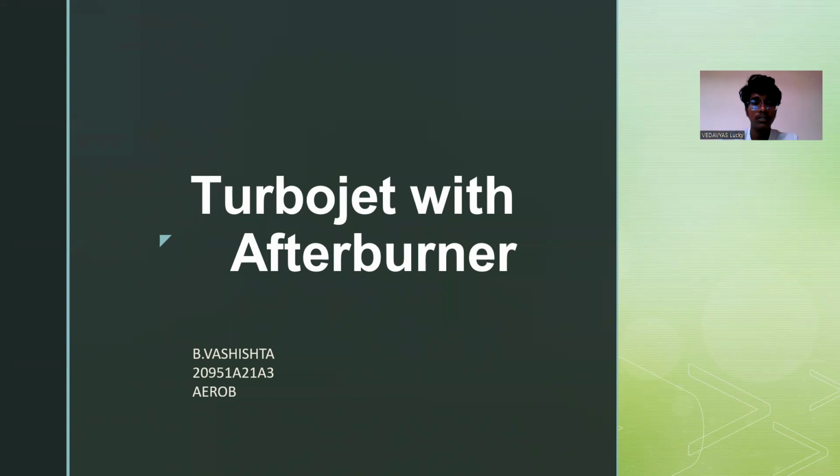So coming to the afterburner of a turbojet. Generally in a turbojet, we have inlet or intake, compressor, combustion chamber, turbine, and nozzle. And when we add an afterburner, it is a second combustion chamber which is used in military aircraft to get higher thrust.